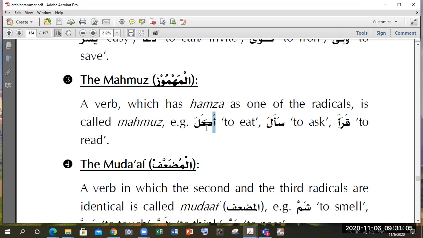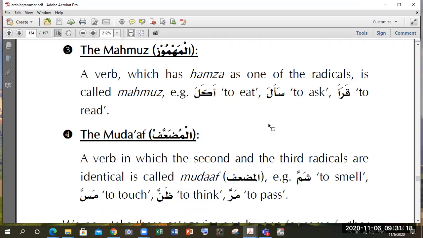First radical is hamza. Sa'ala, he asked, he questioned. So which kind of verb is this? Again, it's mahmuz, from hamza. Very easy to remember. Nothing difficult. If hamza is coming in the letters, it will be mahmuz.